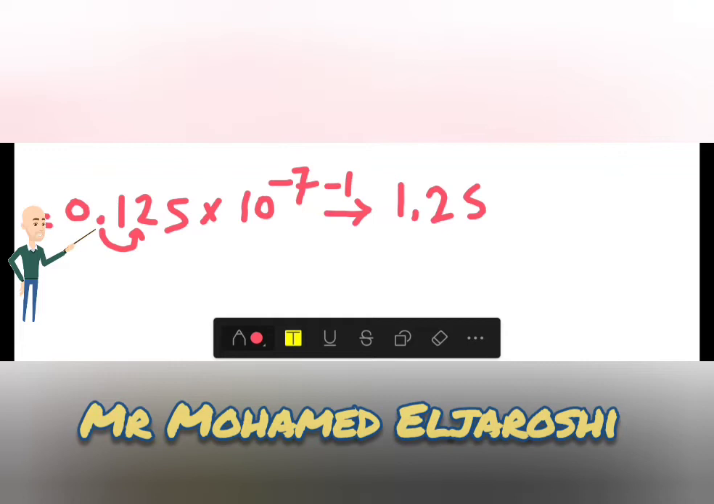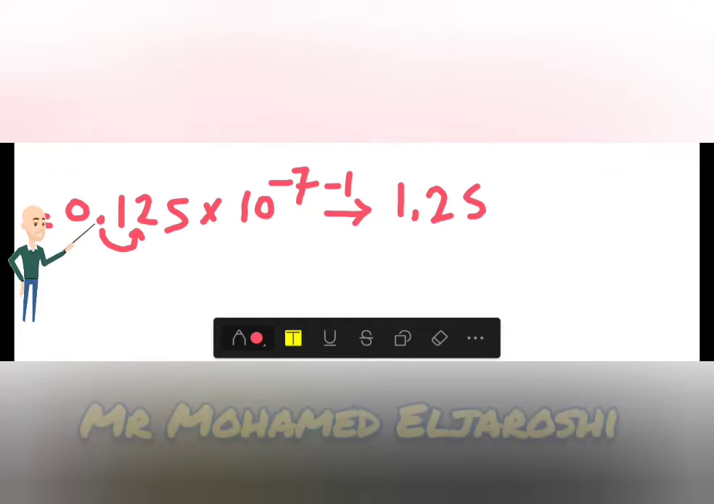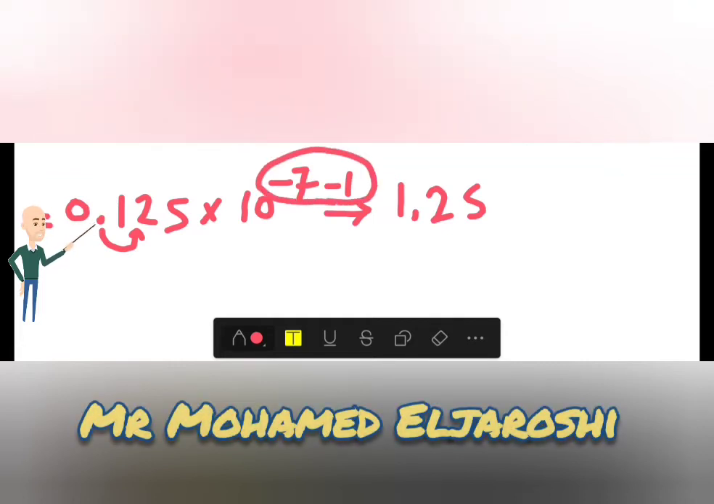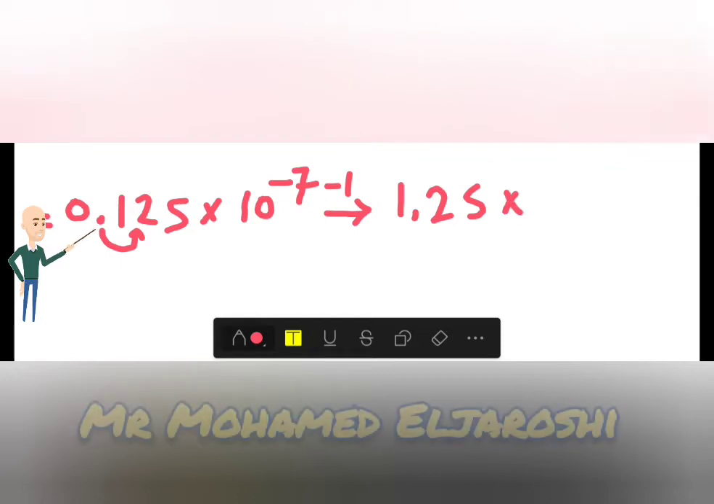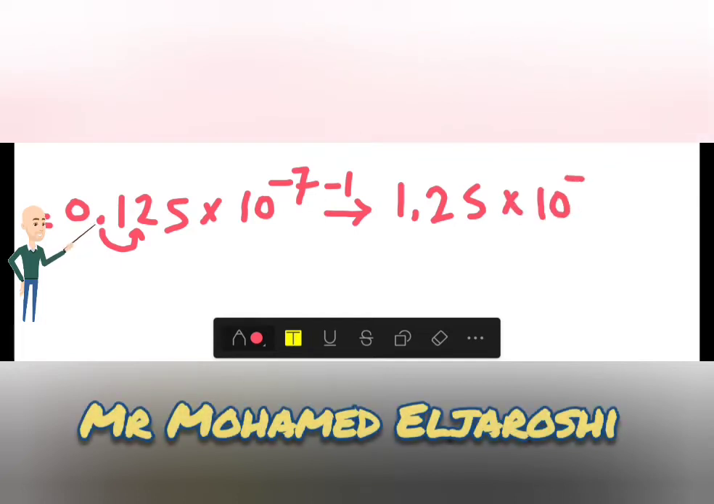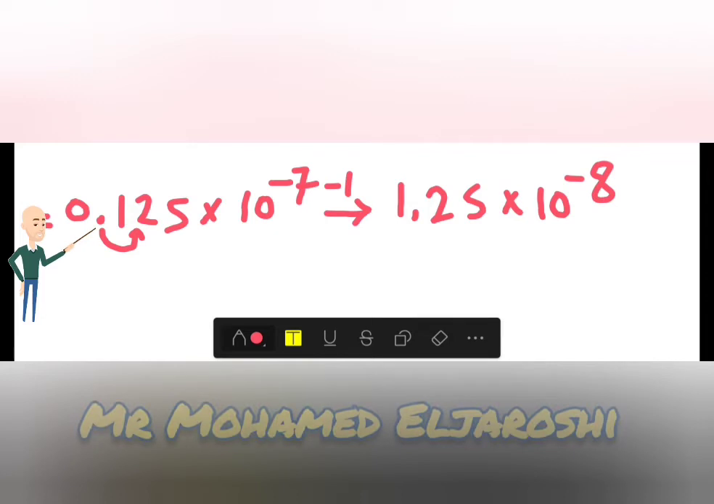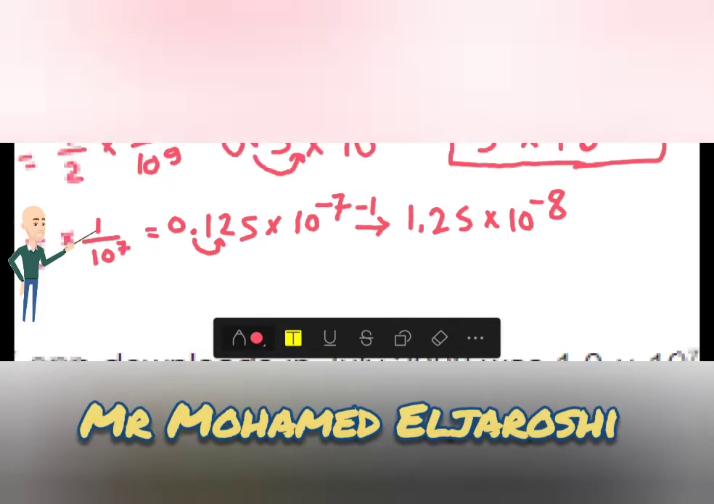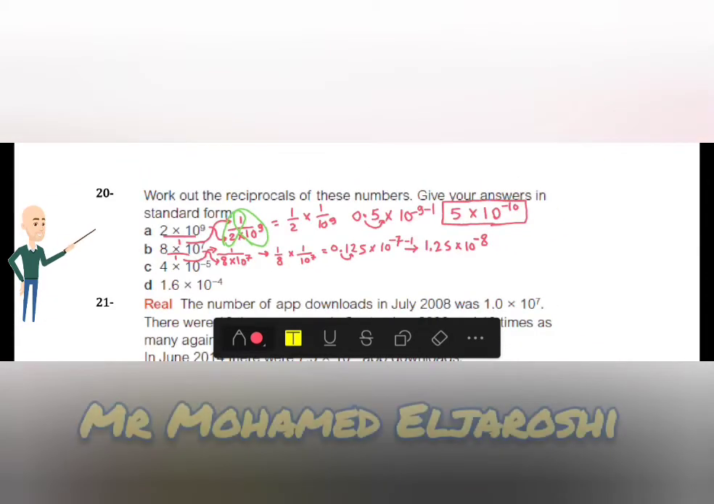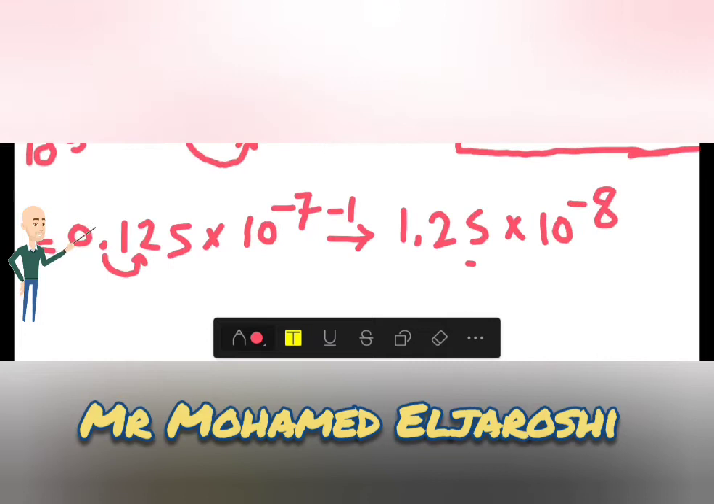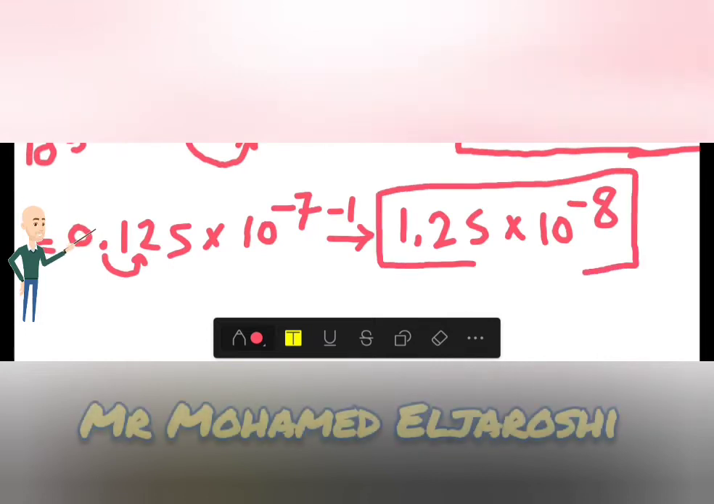So I'm going to put negative 1 next to the negative 7. So it's going to be what? When you add them together, they're going to be negative 8. So I multiply by 10 to the power of negative 8. Very good. Or I can use the calculator from the beginning to find the answer without following these steps. It's up to you. Now, this is the final answer here, in which it's in standard form, okay?